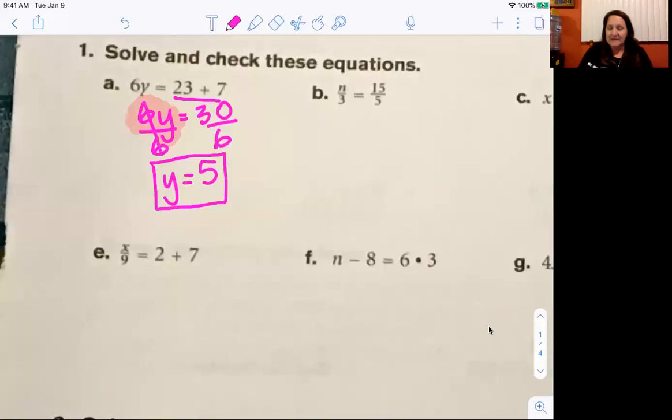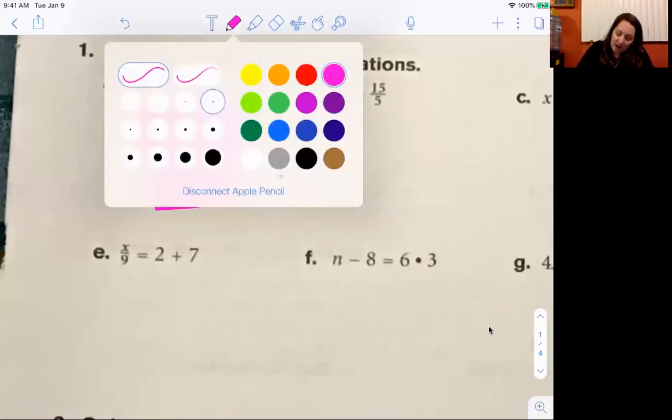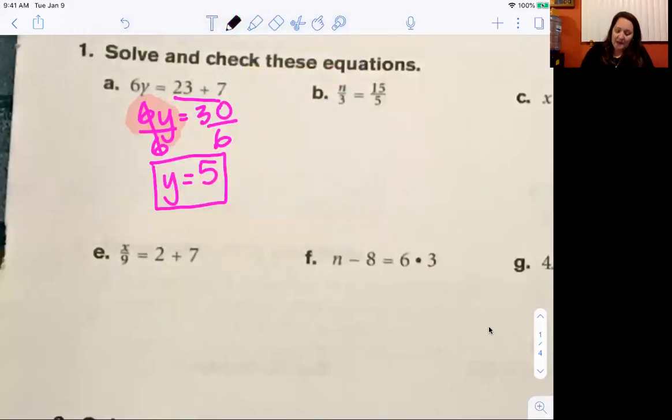Now, we're not going to be complacent and stop there. What we want to do is plug it in to check to see if we get the right answer. And to do that, it says check these equations. So I'm going to do my check in a black pen, and I'm going to go over to the left-hand side. You may need to do these on a scratch piece of paper. You may not have room on your paper, and that's totally fine. So what we're going to do is I'm going to plug 5 into the y. When I say plug it in, it means whatever answer you got for the variable, for the letter, we're going to plug it into the original equation.